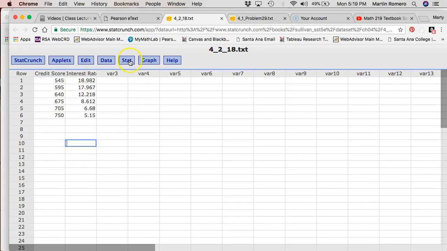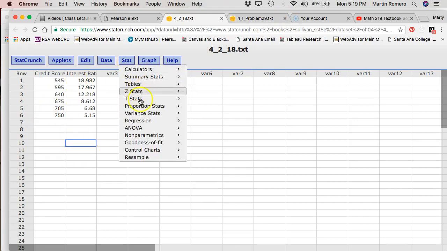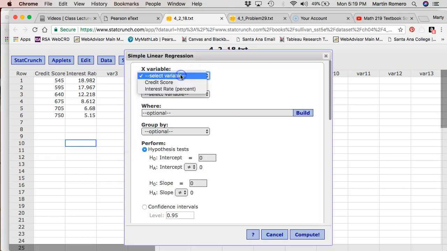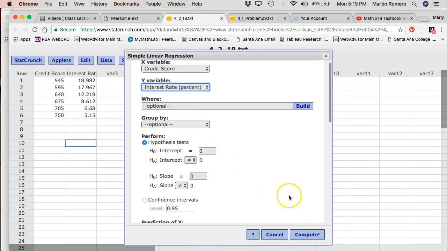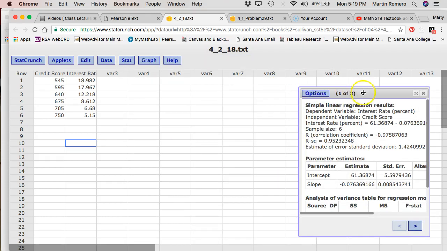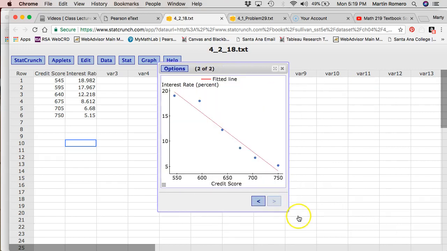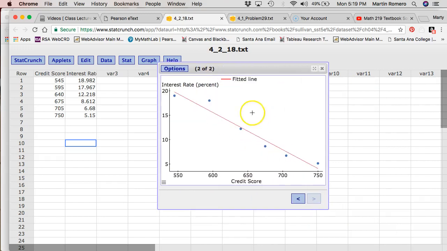It's not a lot of data points, but we'll use that anyways. And so we're going to do a regression, simple linear. X is your credit score, and does that predict your interest rate? And we're going to go ahead and compute. And when you compute that, we will see a graph, which definitely looks like it's a negative association.